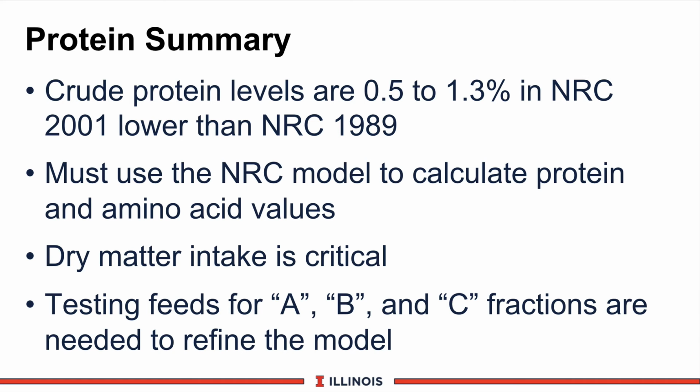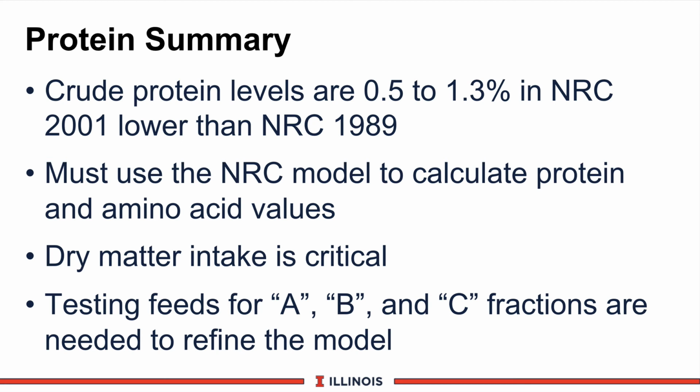So let's summarize some of the key take-home points on protein. First of all, once you compare the two models, or the two different programs, the crude protein content is going to be lower in the new NRC, from 1/2 to almost 1.5 points. So if you're normally feeding an 18% crude protein in the old NRC, the new one is going to be slightly lower.